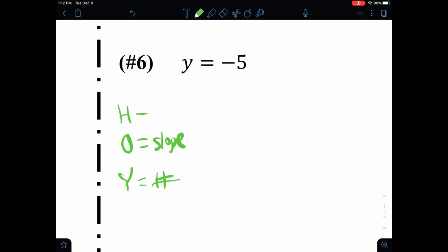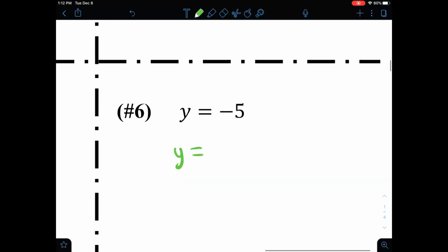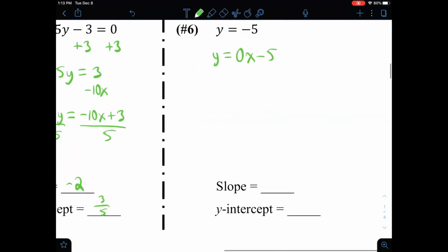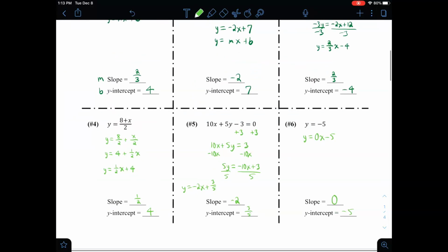Our slope is going to be 0, and it's y equals a number is going to be the equation, right? So this one's y equals mx plus b, but there is no x for this one, so it's going to be 0x minus 5. Y equals 0x minus 5. So our slope's going to be 0, our y-intercept is going to be negative 5.